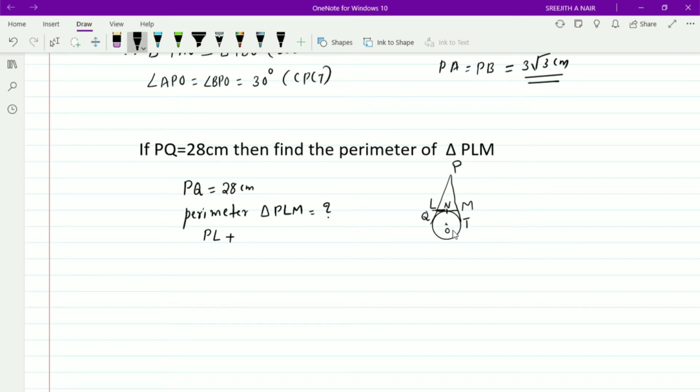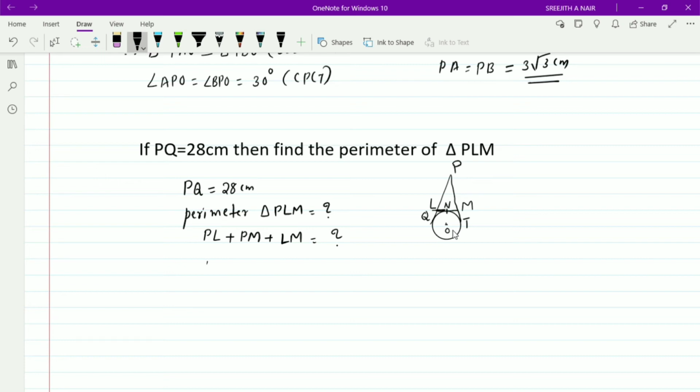So PLM is a triangle, therefore all the three sides are PL, PM and LM. These are the three sides of the triangle. So we should get the three sides and then add those three sides, and you will get the perimeter of triangle PLM. For that, it is given only PQ.